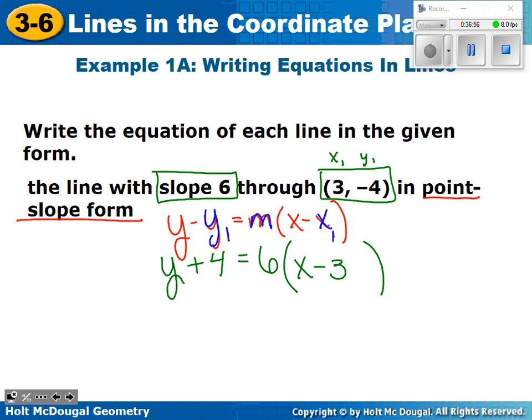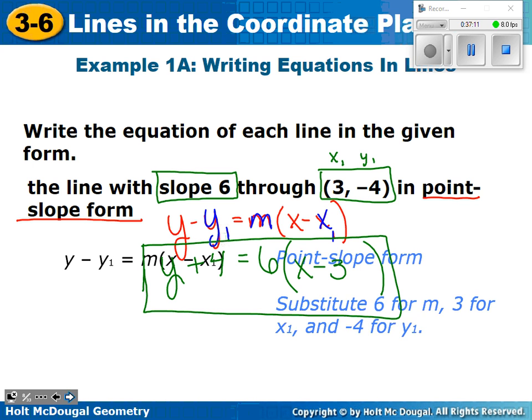Do not distribute the 6. Do not subtract the 4. You are not trying to write this in slope-intercept form. This is your answer. As simple as that. Just plug it in, stop. Point slope form. Okay? Let's try another one.